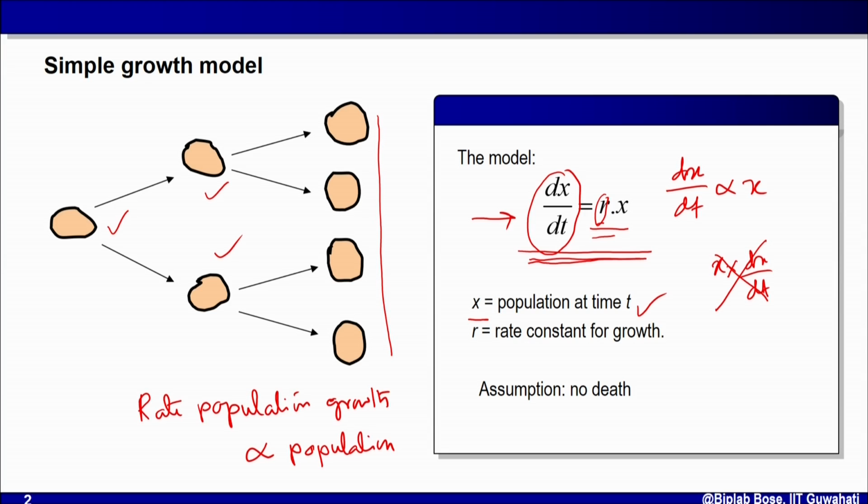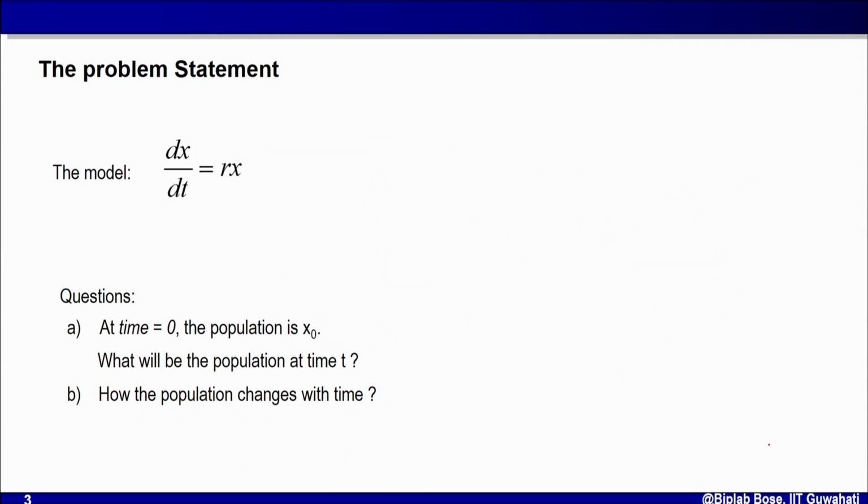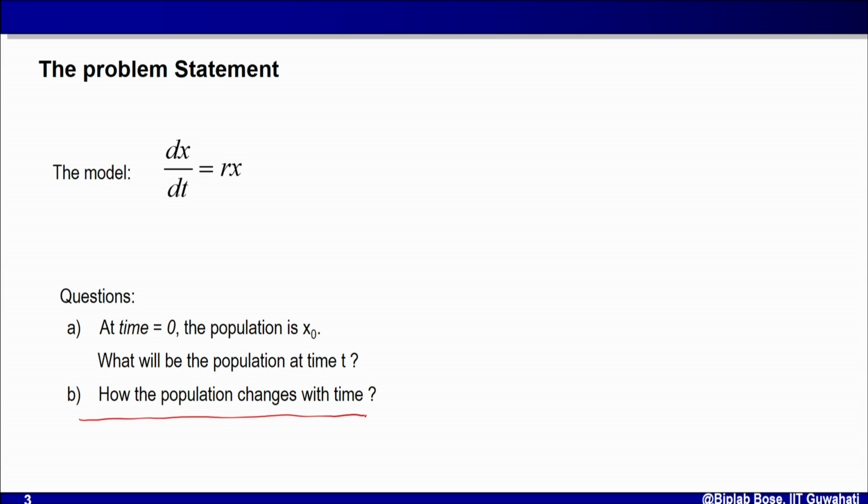Now, once I have this model, this ODE, which is my mathematical model, we want to ask certain questions of this model. What type of question can I ask? I can ask: I started with 100 bacteria, I know the rate constant of growth, how many bacteria will be there after, suppose, 4 hours? Or I can have a generalized question: I want to know the dynamics of population change, that is, how the population size x of the bacteria will change with time. So I have this model, dx/dt equals rx, and I am asking this question.